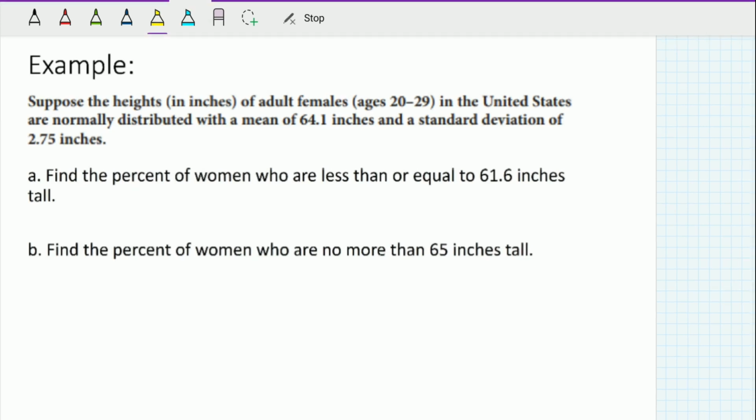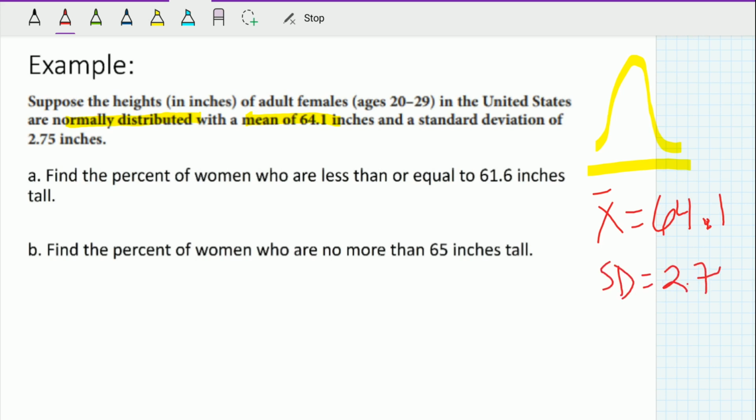All right, so for this example, let's go ahead and read it. Suppose the heights in inches of adult females in the US are normally distributed. All right, so all that means is that we can use the normal curve, okay? With the mean of 64.1 and a standard deviation of 2.75. So we have that information there. It says, find the percent of women who are less than or equal to, so that already means to the left, okay? That's what that means, to 61.6 inches tall.